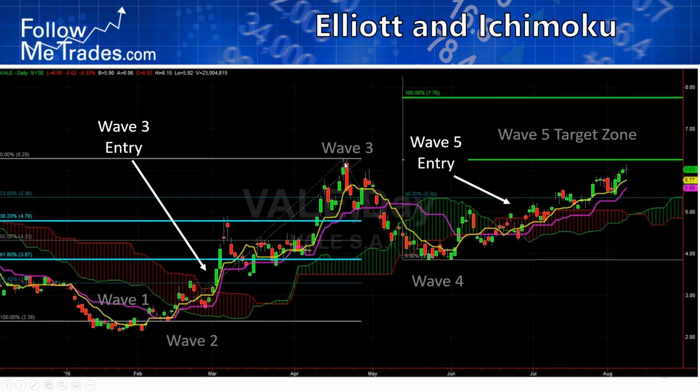Like I said in Dow theory, all impulsive moves end, and you can tell it ends when you get a lower high, new low, right?